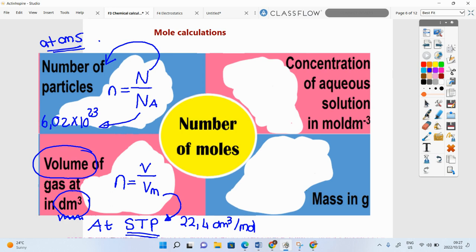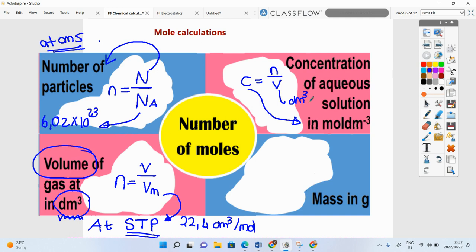Then if they give us concentration, C equals n over V. But you must remember that they need to give you two pieces of information here: the concentration in moles per cubic decimeter, but they also need to give you the volume in decimeters cubed. So if you see that you've got two pieces of information for one thing, it also guides you to this equation.